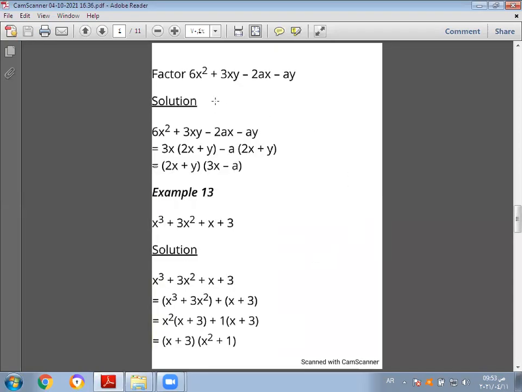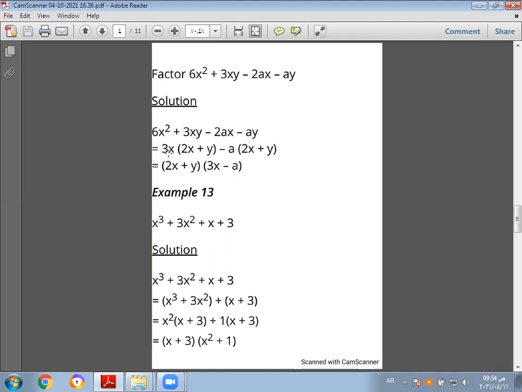Another example: 6x² + 3xy − 2ax − ay. Solution. We will take 6x² + 3xy together and −2ax − ay together. Now we take the HCF between 6x² and 3xy. We take 3. This is x² and x, we take x. We can't take y because the first term doesn't have any y. So we will take 3x, only 3x.